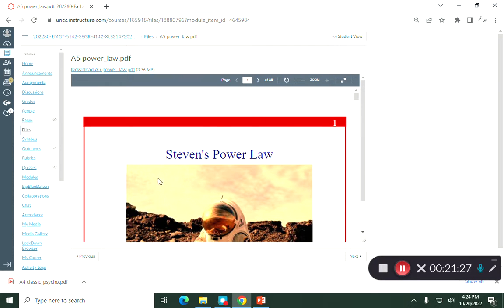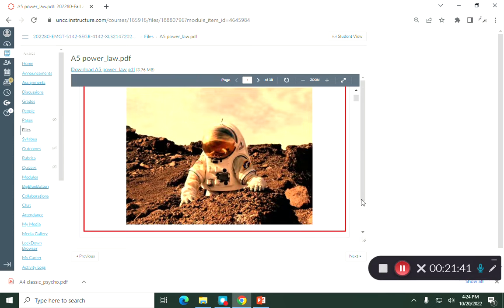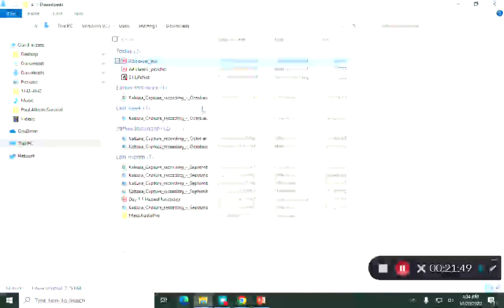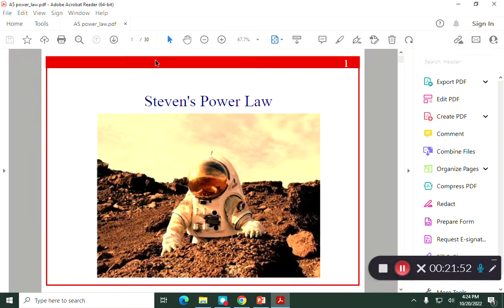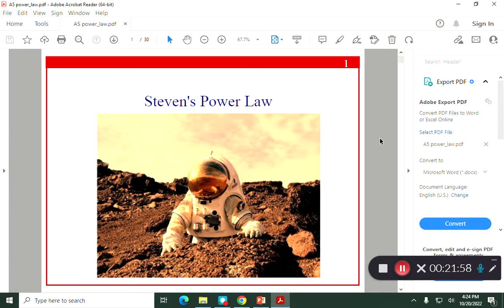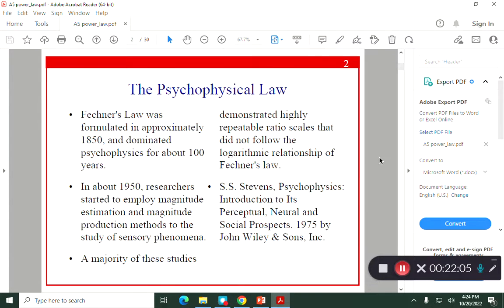And now I'm going to talk about Stevens' power law. And power law was basically developed by S.S. Stevens and his wife in the 60s.